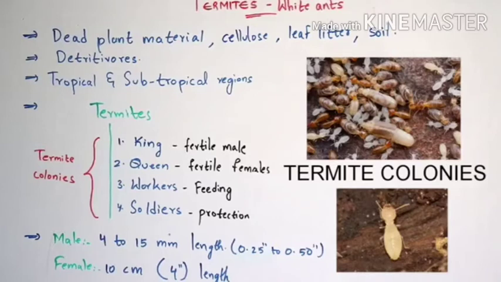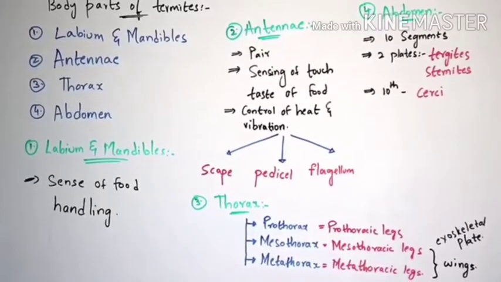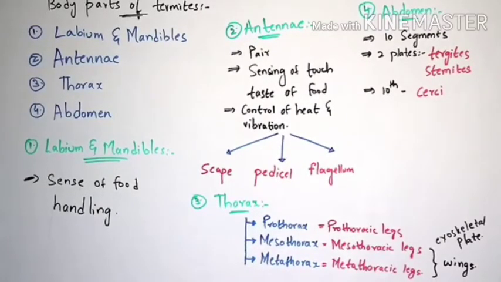Now let us discuss the body parts of the termites, and then the life cycle of the termite. Among the body parts, let us discuss only the important parts like labium and mandibles, antennae, thorax and abdomen. Firstly, the labium and mandibles, which I have drawn in the diagram. What is the main function of the labium and mandibles? It helps in the sensing of food and handling of food.